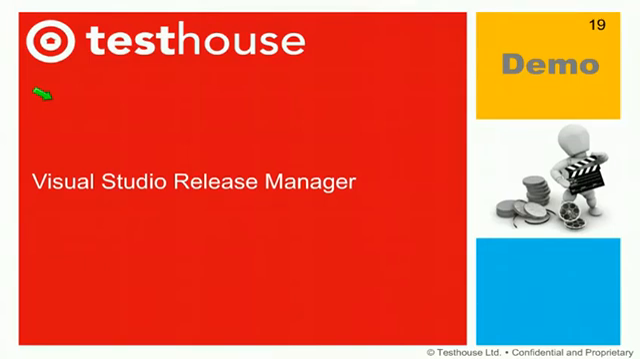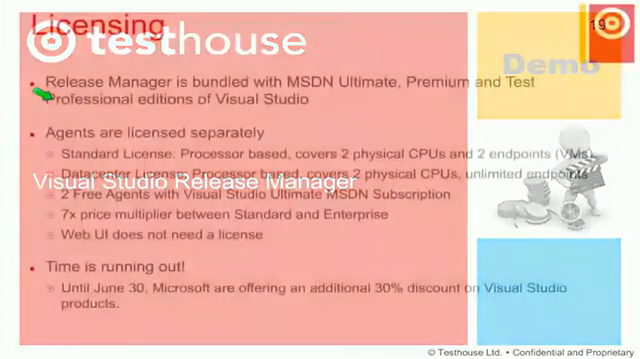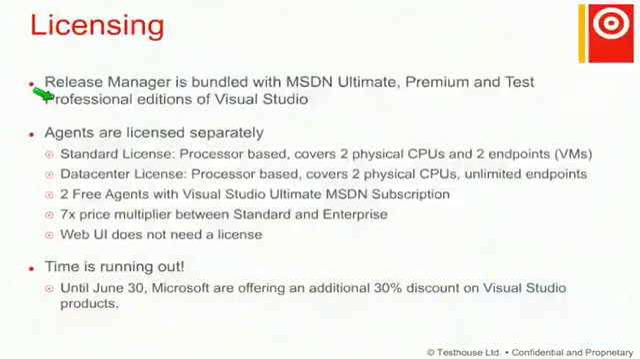So I'll slide on to the next page, which is a bit of information. So licensing. So the Release Manager is bundled with MSDN Ultimate, Premium and Test Professional editions of Visual Studio. The agents are licensed separately, so you get a standard license, which is processor-based, and it covers 2 physical CPUs and 2 endpoints or VMs.